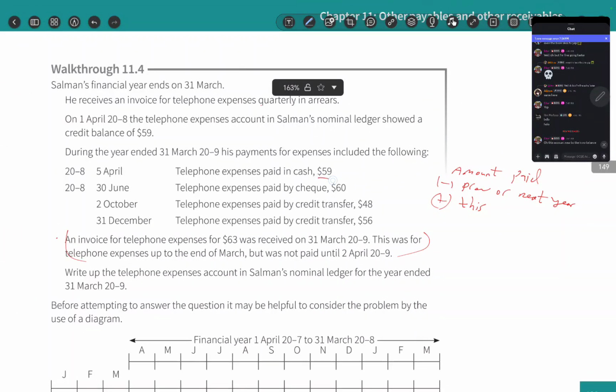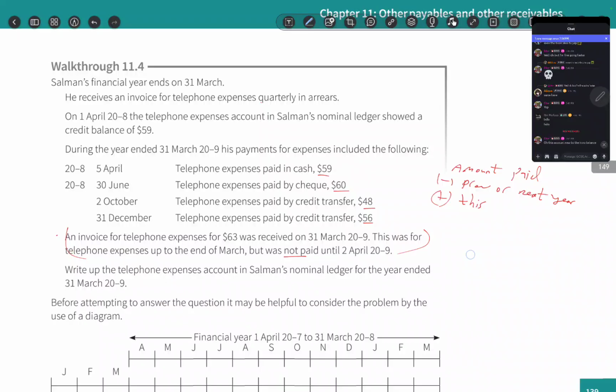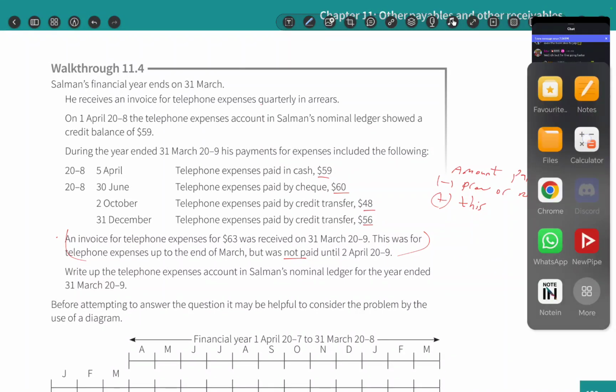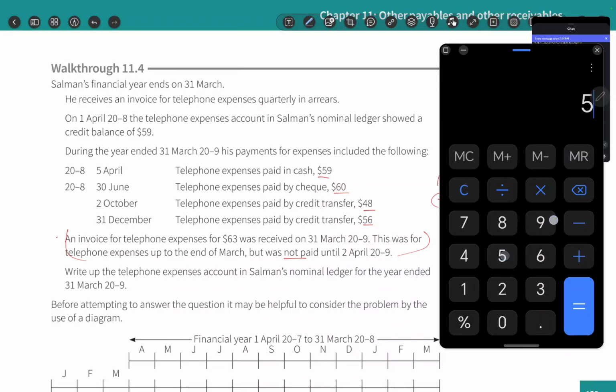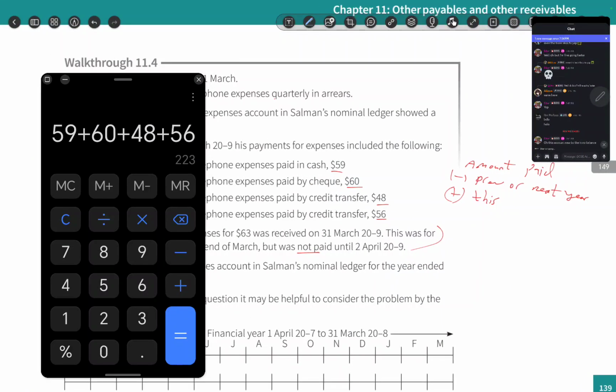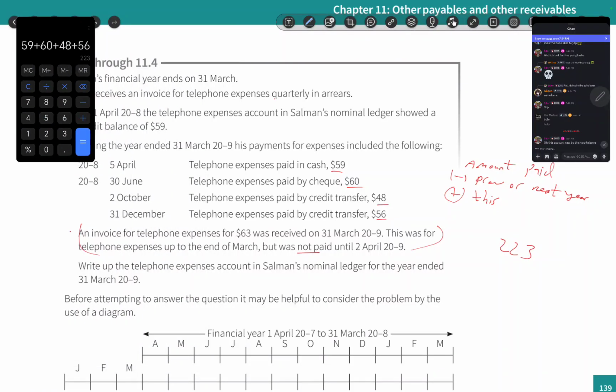Paid in cash 59, paid by check 60, 48, 56, and not paid. Okay, so we just take our calculator. 59 plus 60 plus 48 plus 56. You get 223. All right, so you just take 223. I'm just telling you how to do it without making a T account, okay? But we need to nicely understand the concepts to do this stuff.